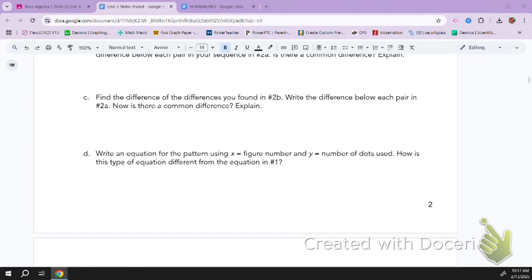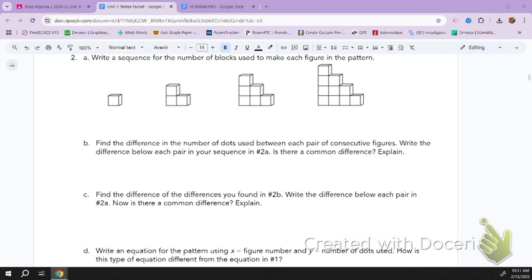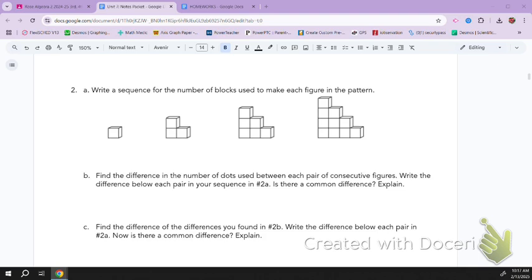For D, write a pattern where x is the figure number and y is the number of dots or cubes used. How is this type of equation different than number 1? So what's happening is we've got a side length of 1, and then what happened to this side length? Plus 1. So I could say it did x plus 1. Okay? So we've got 1. We're adding 1. What else? How else could I describe the area?